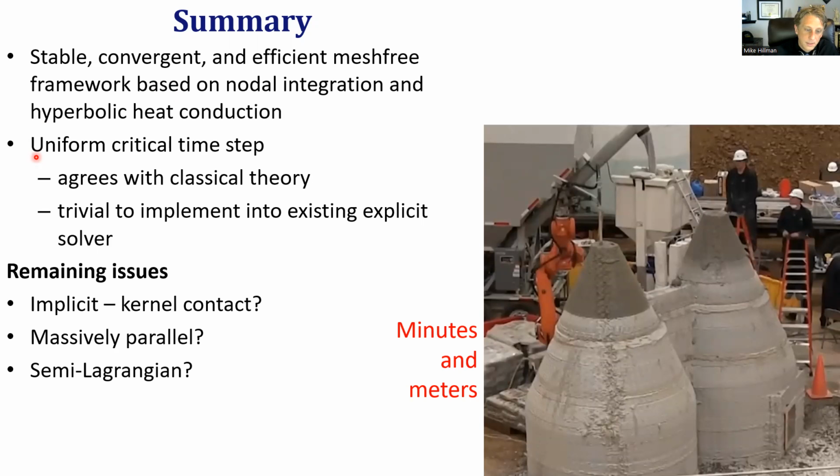So we probably need to go implicit, but there's some things like, we have specialized contact algorithms for meshfree. I'm not sure if anyone has linearized those things. Do we need to do, say, massively parallel? We're going to do minutes and meters, and then we're also doing something called semi-Lagrangian. We're recomputing the shape functions all the time, and I think we need to do probably coupled Lagrangian, where you save the shape functions. It's very efficient, coupled with semi-Lagrangian, which has these large deformation capabilities.